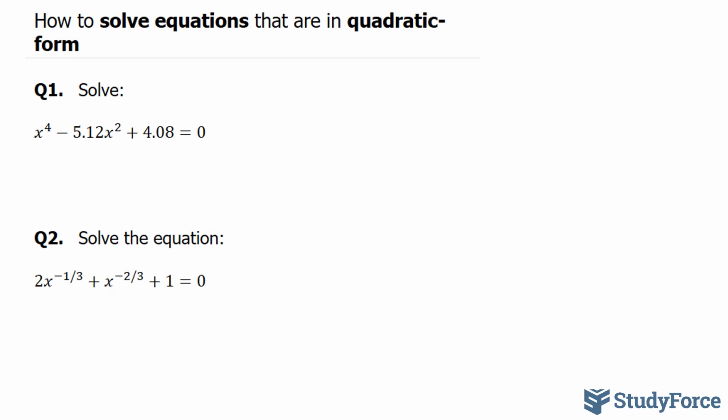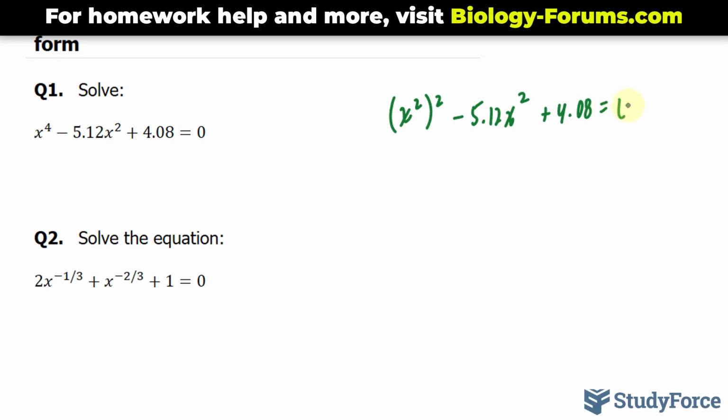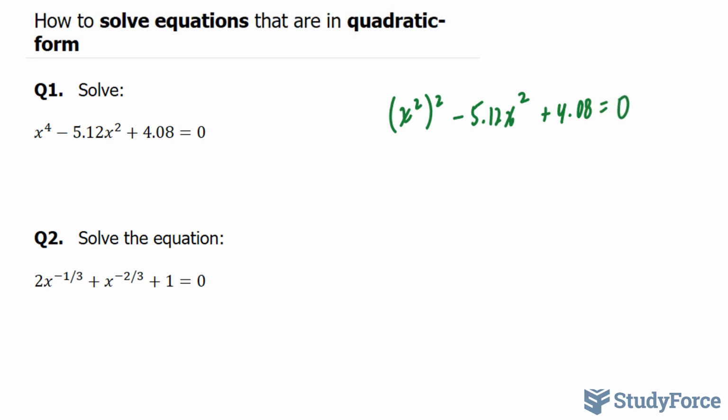This sort of looks like a quadratic equation, except that we have x to the power of 4 as our highest power. What we can do here is rewrite this so that instead of x to the power of 4, we can write x to the power of 2 raised to the power of 2 minus 5.12 x to the power of 2 plus 4.08 is equal to 0. The reason why I'm doing this is so that I can replace x to the power of 2 with a temporary variable. So I have a is equal to x to the power of 2. Look what happens if I do this.